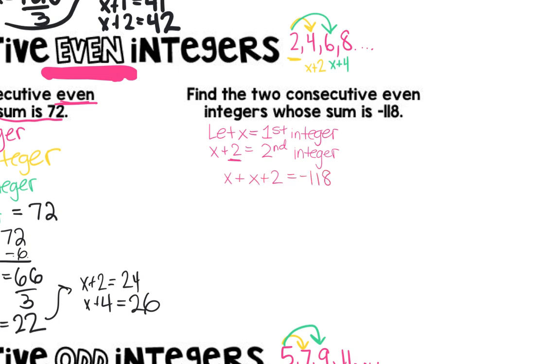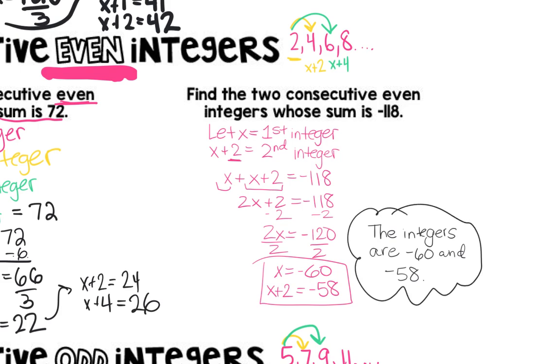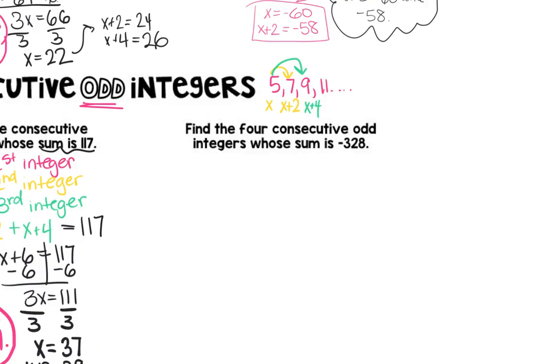I then set up my equation by adding my 2 integers together. I combine my like terms and then solve the equation to get x equals negative 60. If my first integer is negative 60, my second integer, or x plus 2, is negative 58. So there is my answer. Last but not least, I wrote my sentence. The integers are negative 60 and negative 58.